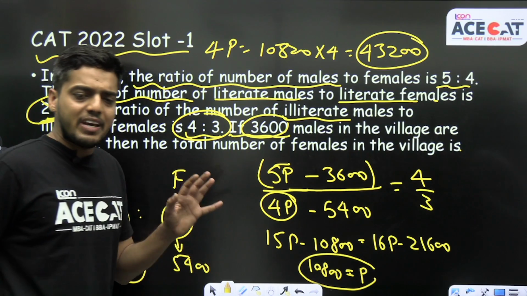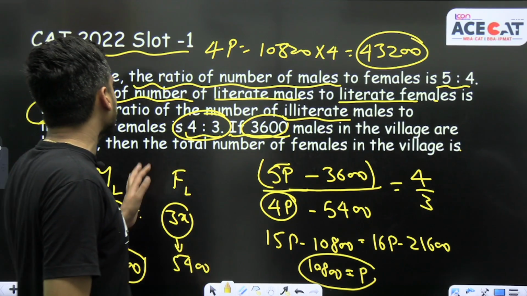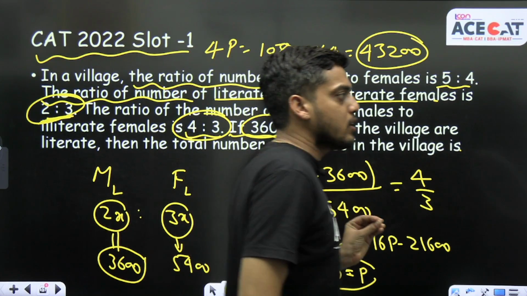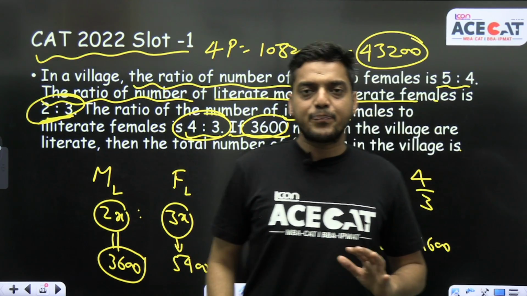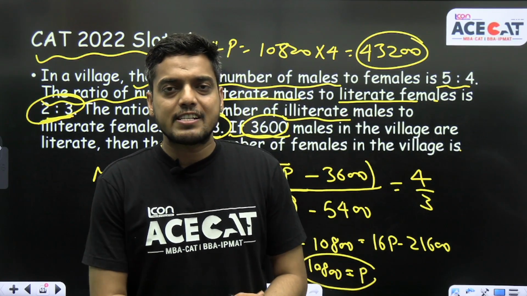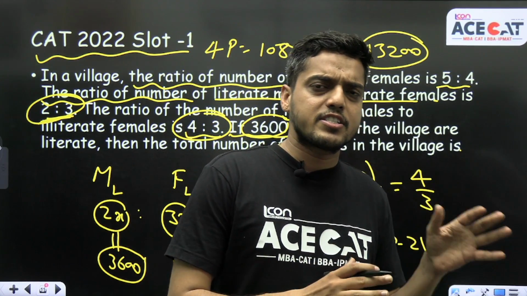So it was a very easy question from CAT 2022 slot 1. We should target these kinds of questions first while solving the actual CAT paper. Okay. So you have to be very familiar with these kinds of concepts and questions. Okay students, so I think it is crystal clear to you.